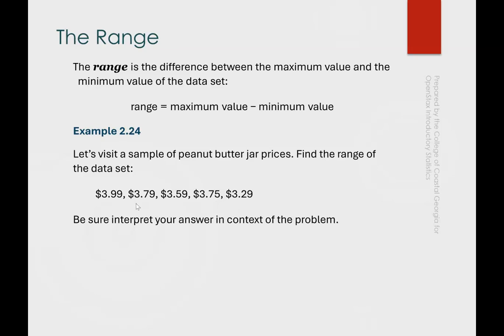The first thing to do is identify the highest and the lowest values. It looks like we have a $3.99 jar and a $3.29 jar. Go ahead and subtract those and jot down the answer. Okay, so the range is 70 cents. It would be a lot different if we had one that was really high, like $10, giving a really big range from the low to the high. But these are pretty close together.